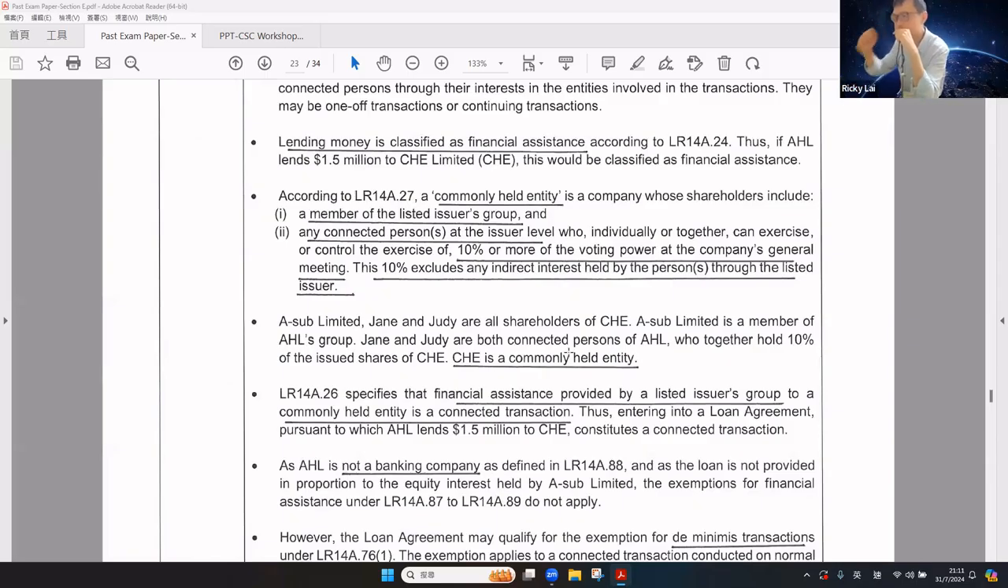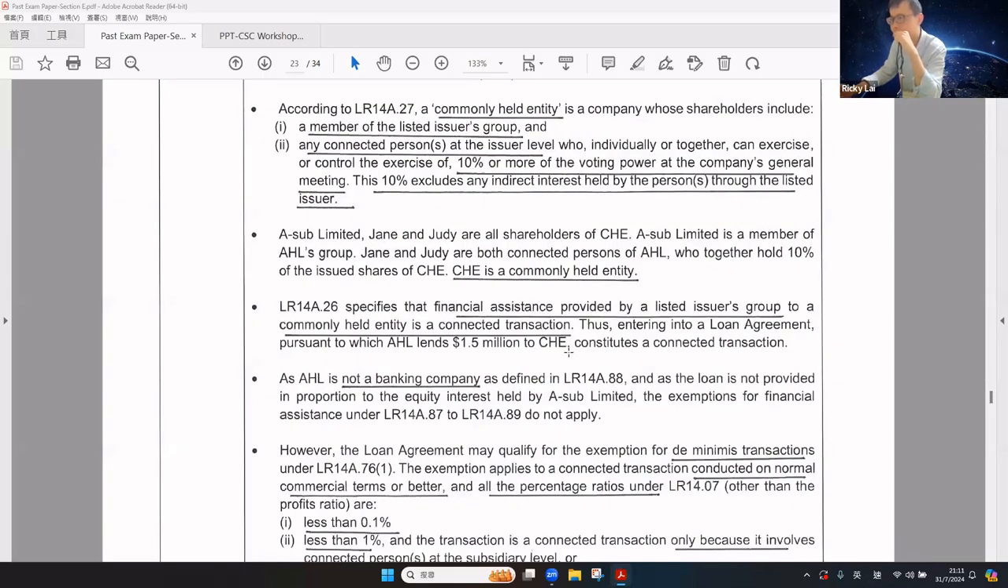The listed company's subsidiary is a member of the AHL group, and Jane and Judy are connected persons who hold 10% in CHG, so CHG is a commonly held entity. The listing rules specify that financial assistance provided by the listed issuer group to a commonly held entity is a connected person transaction. Therefore, entering into a loan agreement under which AHL lends $1.5 million to CHG constitutes a CT.